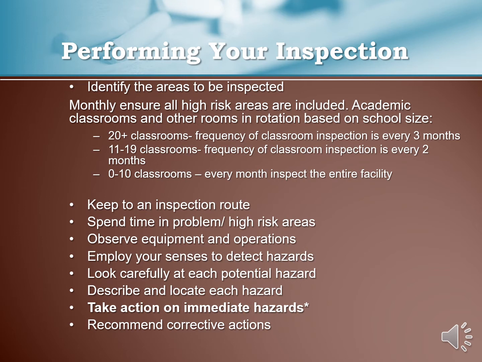Monthly, ensure all high-risk areas are inspected. Academic classrooms and other rooms, such as office spaces and libraries, may be inspected in rotation based on school size. Where your facility has 20 or more classrooms, the frequency of classroom inspection is every 3 months. Where your facility has 11 to 19 classrooms, the frequency is every 2 months. Where your facility has 0 to 10 classrooms, every month you must inspect the entire facility.